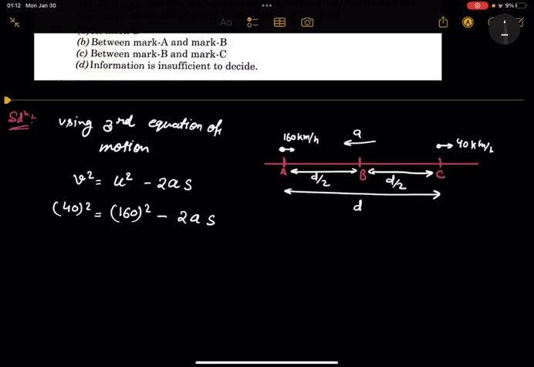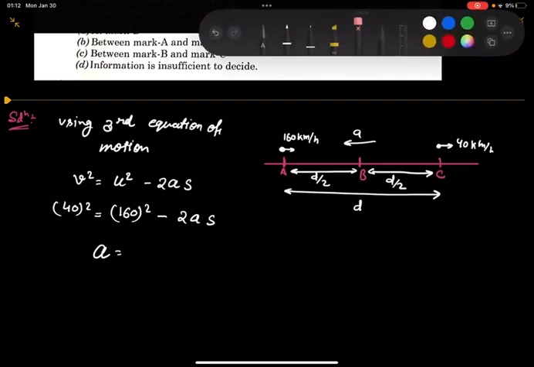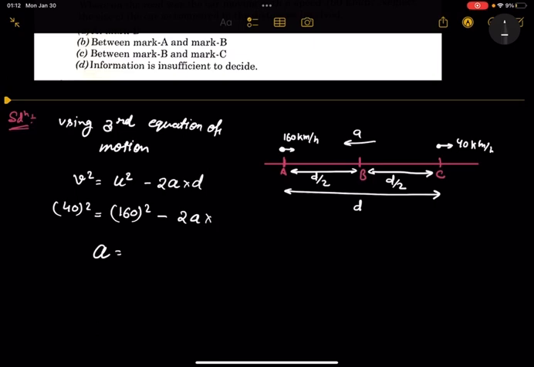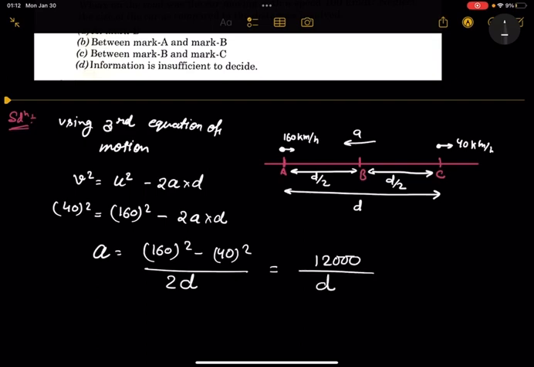Finally, if we calculate the acceleration in terms of distance, let's assume the distance is called D, and this is also D. So acceleration in terms of D is 160 whole square minus 40 square divided by 2D. So the value is coming 12,000 by D. This is the deceleration. The car driver applied the brake with this deceleration.